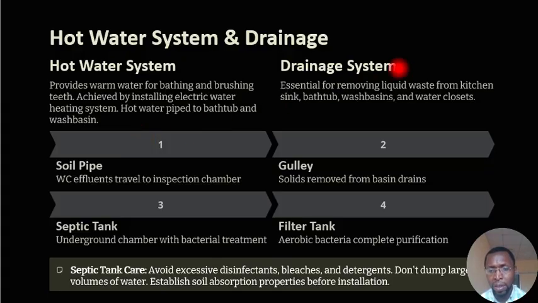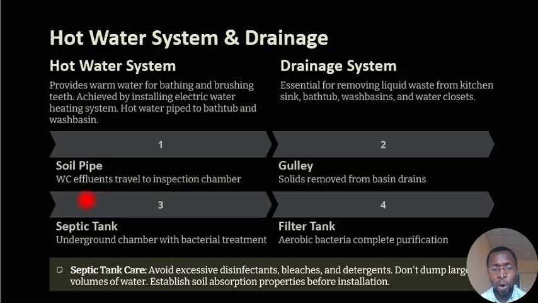Okay, and then we have the drainage system. This is essential for removing liquid waste from the kitchen sink, bathtub, wash basin, and water closet. If there is no drainage system, all the dirty water we get from our bathroom, we have no place for it to go, and it will make our bathroom and our kitchen stink. So it is the drainage system that helps in taking water from our bathroom, our kitchen, and our wash basin down to where it is not needed.